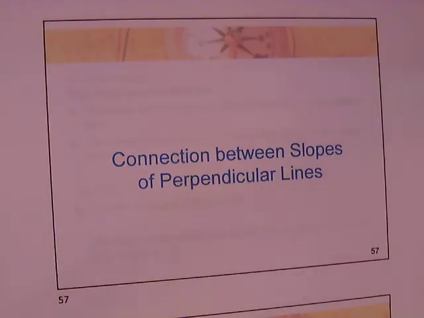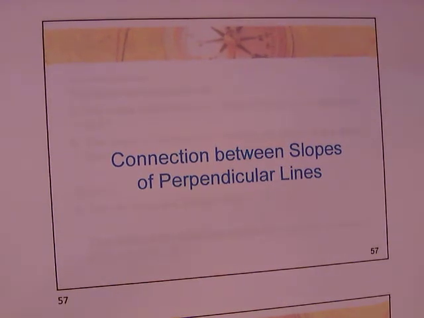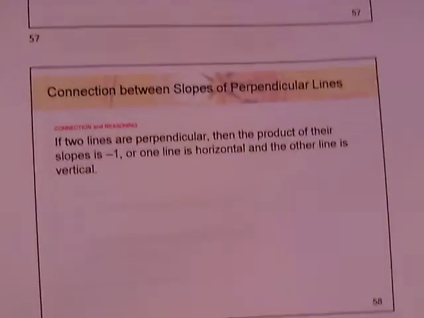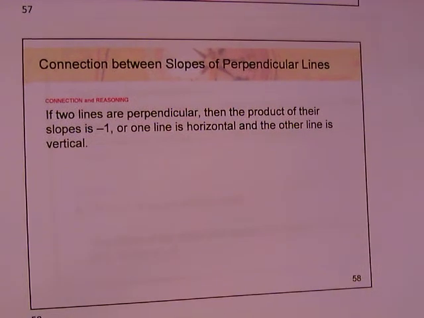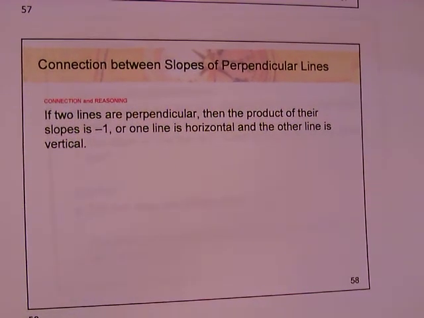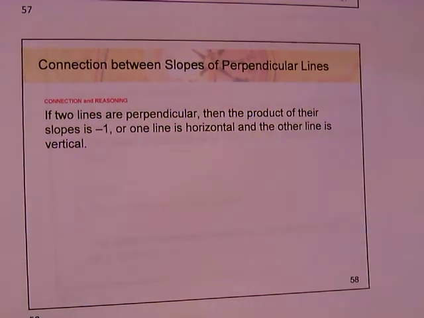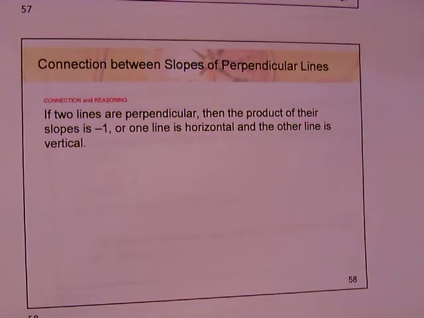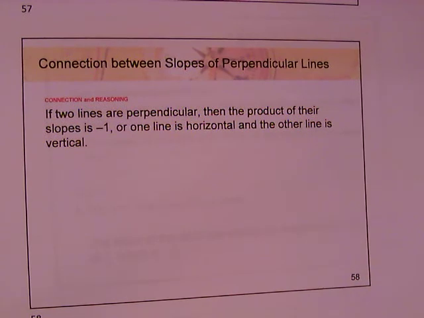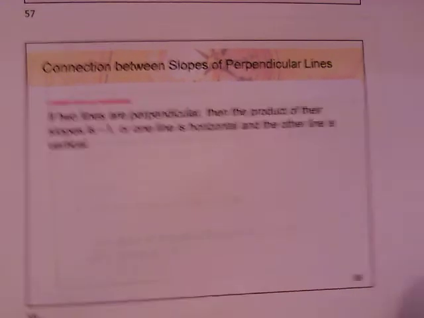Right. Next, we'll talk about connections between slopes and perpendicular lines. So now we're looking at perpendicular lines and how that's connected with the slope. If two lines are perpendicular, then the product of their slopes is negative 1, or one line is horizontal and the other line is vertical. That's just the rule for that.